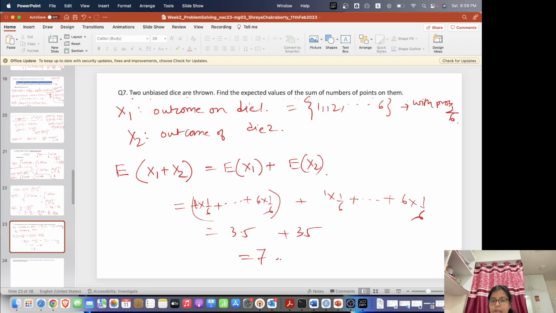Okay. Now if instead of expectation we have variance, then this can be written as variance of x1 plus variance of x2 only if x1 and x2 are independent, not always. So this one is not always equal to this thing. So just keep this in mind. Not always true.